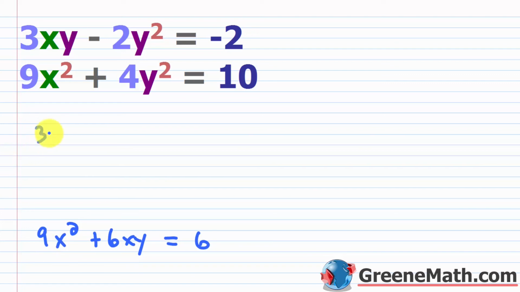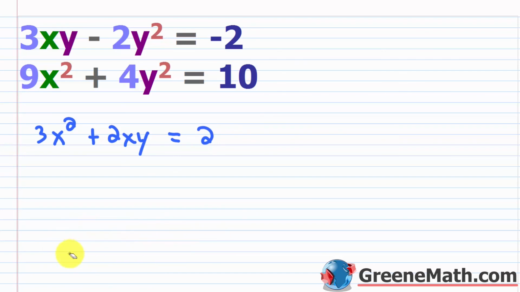So this would be 3x squared. 6xy divided by 3 would be 2xy, so plus 2xy. And this equals 6 divided by 3, which would be 2. Okay, so I always want to work with something as simple as possible.